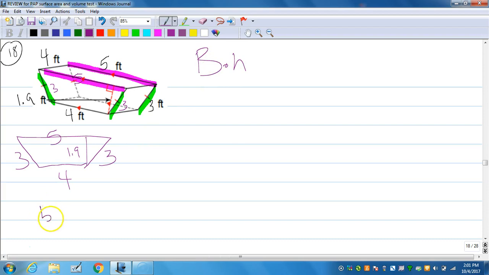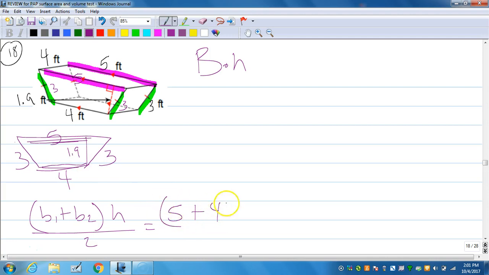To get the capital B, it's B1 plus B2 times my height. All that divided by 2. Base 1 is the top number, which is 5. Plus the bottom number, which is 4. Times my height, which is 1.9. That divided by 2. Put in the calculator to give you 8.55. So that is your capital B.